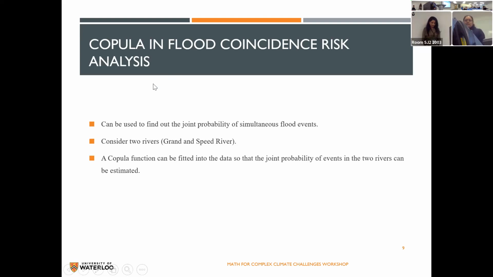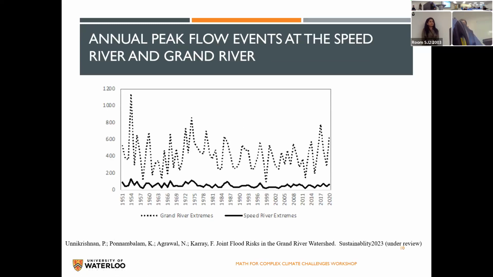In flood coincidence analysis, the Copula is used to find the joint probability of simultaneous flood events. We have considered two rivers, the Speed and Grand Rivers, that meet at Cambridge. The annual extreme river flow events in both rivers are analyzed, and a Copula function is fitted to the data so that the joint probability of events in the two rivers can be estimated. These are the time series of Grand River flow and Speed River flow from 1951 to 2021, showing the annual extreme events in the Grand and Speed Rivers.